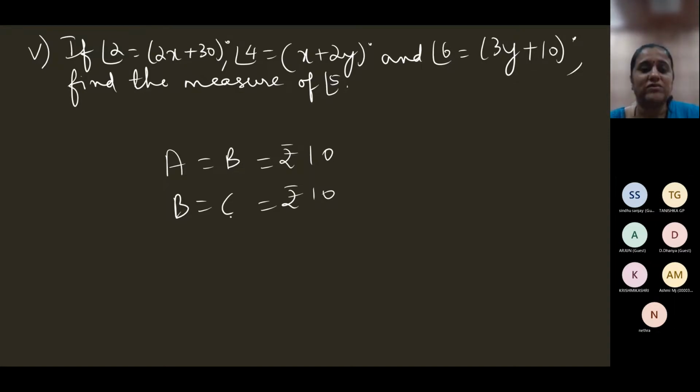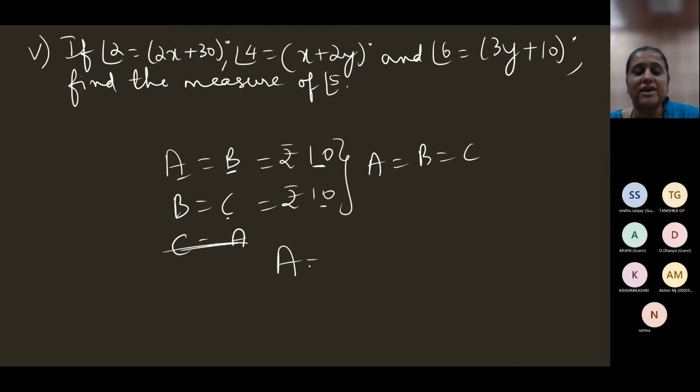This itself is enough, because A has 10 rupees, B has 10 rupees, C has 10 rupees. If A is equal to B and B is equal to C, then A is equal to B is equal to C. This is enough. But in addition to this, you also have C is equal to A. You don't need this at all.